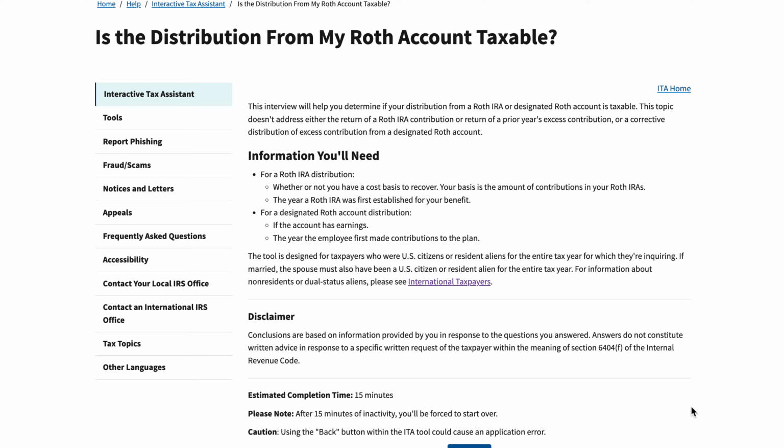This does not cover international taxpayers. If you're a resident, a non-resident or a dual status alien, you'll need to check out the international taxpayer section because there are additional rules that may apply that are outside the scope of this ITA. So with that said, let's go ahead and start.